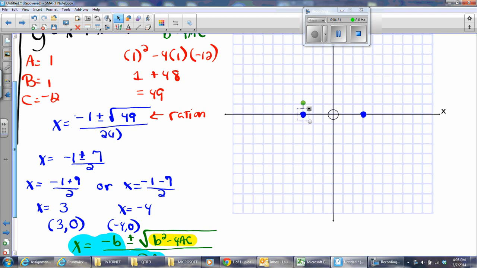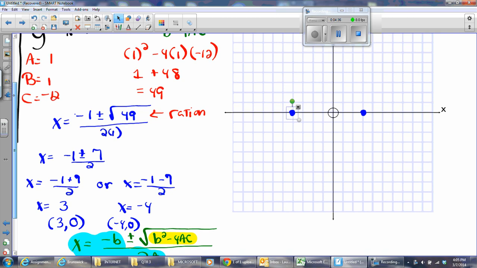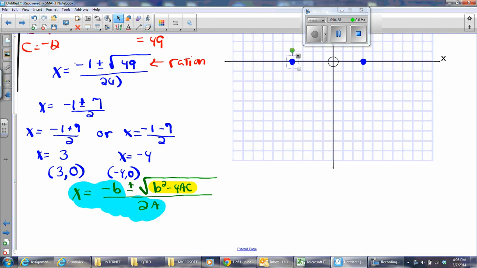1, 2, 3, 4. All right, now I need the x-coordinate of the vertex. And that's going to happen on a line of symmetry. So let me see if I can find the x-coordinate.